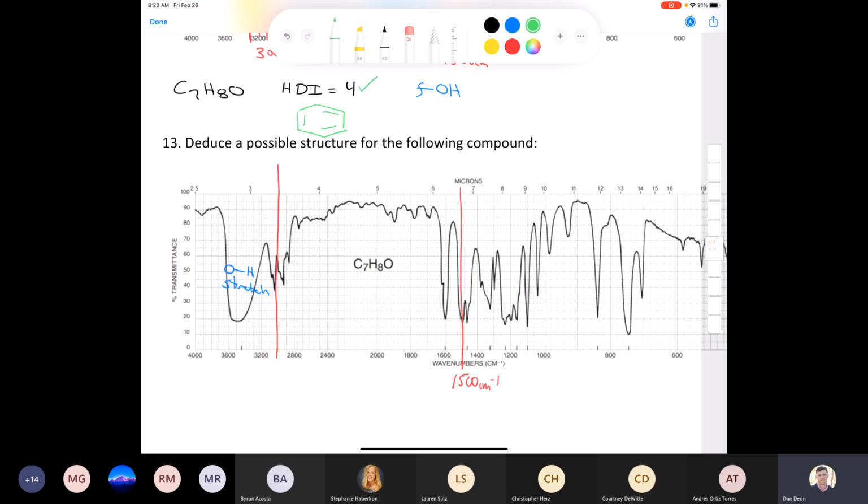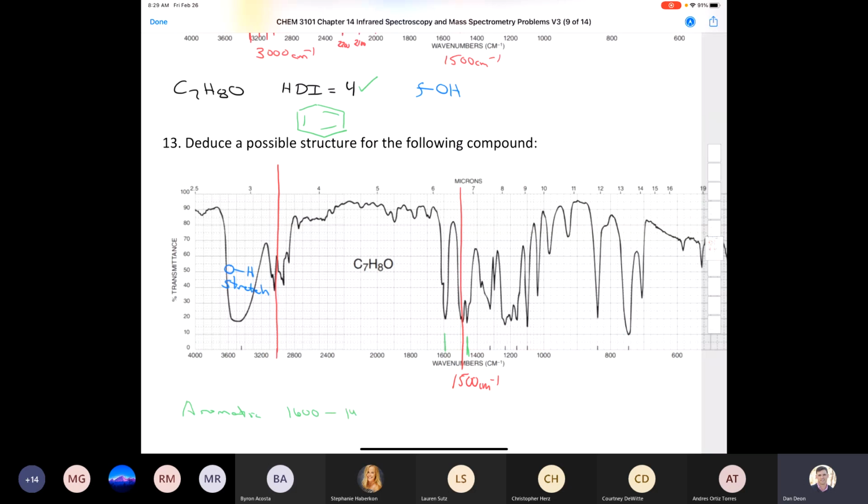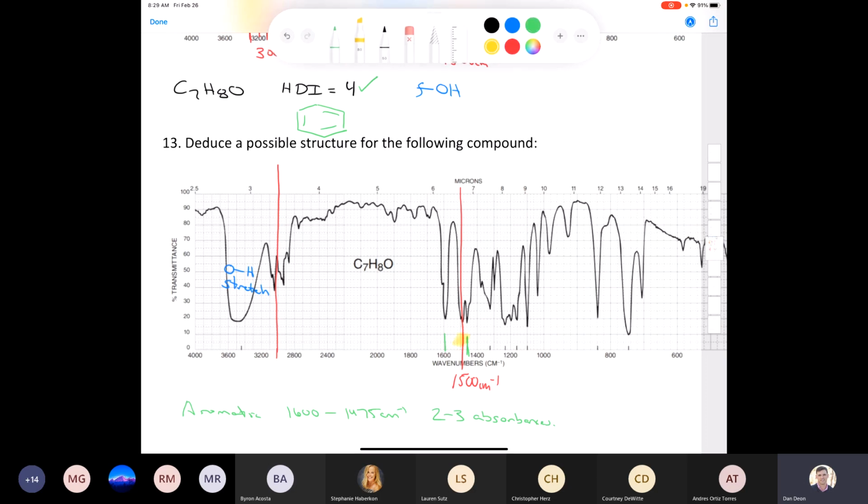So here's the answer, you guys. Normally, an aromatic ring will have 2 to 3 signals between 1600 and 1475. So for aromatic, let's write it down here. Aromatic will usually have between 1600 to 1475 reciprocal centimeters, okay? And you'll have 2 to 3 absorbances or signals, okay? So if you look right here, and I'll maybe use the highlighter, right in this range right here, you see that we have a big old absorbance here and another one here, and there's one like tailing here.